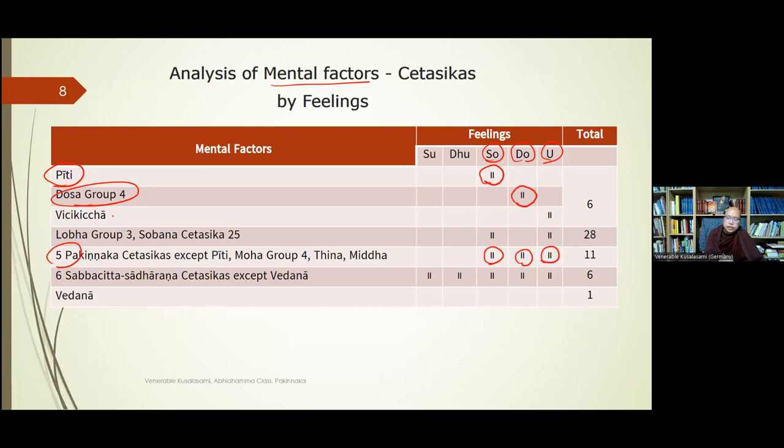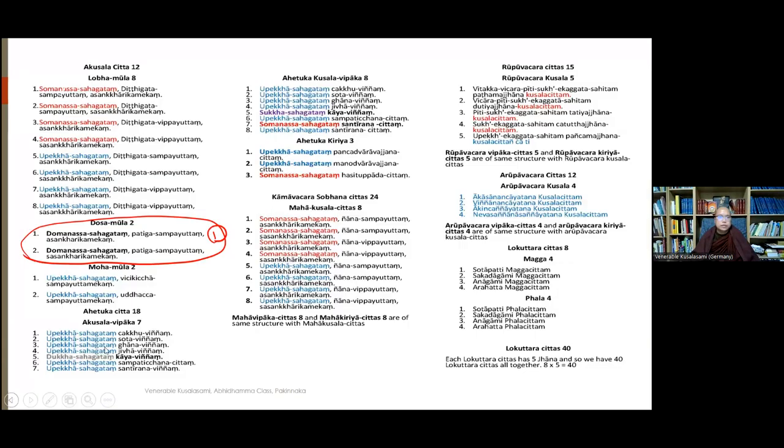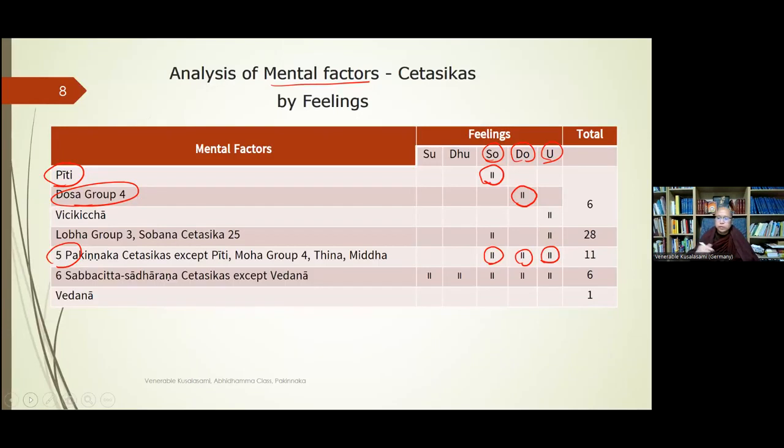And Vicikiccha. So Vicikiccha is also very clear. Vicikiccha is together with only Vicikiccha consciousness, here. So it is accompanied by Ubeka. So that's why Vicikiccha also has one feeling.